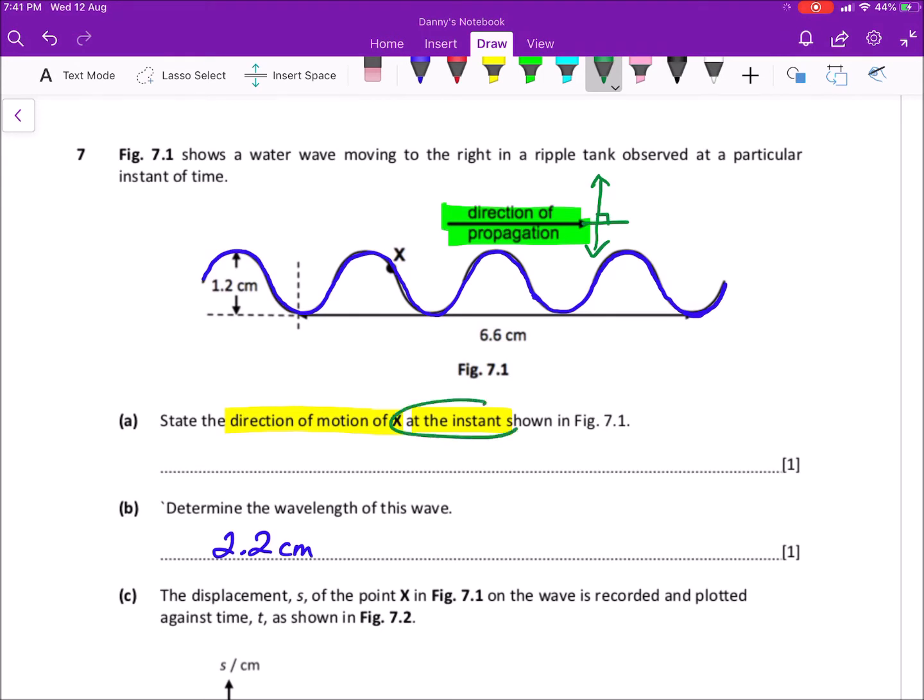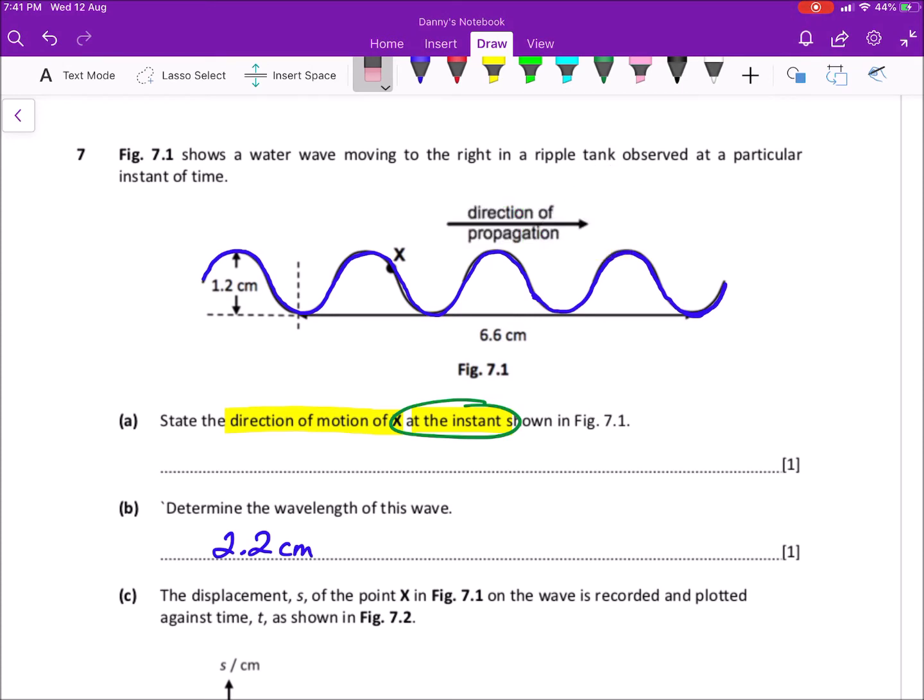But the question is asking at the instant. So you are saying at that instant, it is both going up and going down? Cannot be, right? It is not like you are studying electrons. So in this case, when it says at the instant, you need to be very specific. Is it up or is it down? Right? So how to decide?